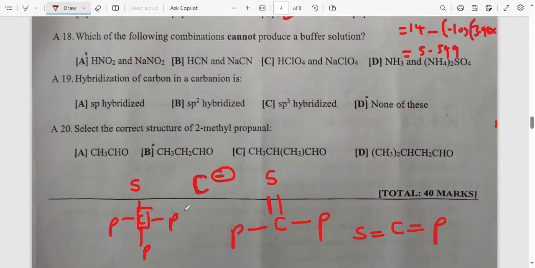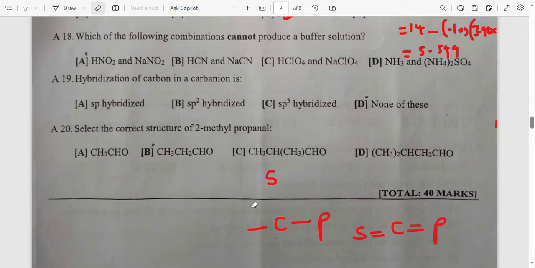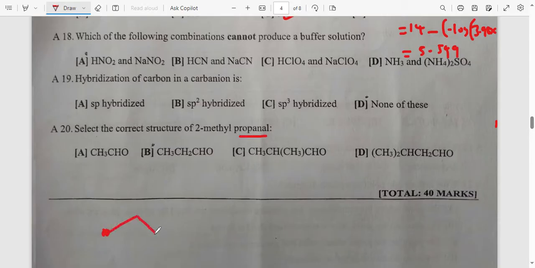Okay. Select the correct structure of 2-methyl propanal. 2-methyl propanal. Okay. So the correct structure, and this is going to be the last question. We'll do section B tomorrow and section C. 2-methyl propanal, I can write for you the structure. From the last word, propanal, meaning three carbons. Carbon number one, number two, number three.